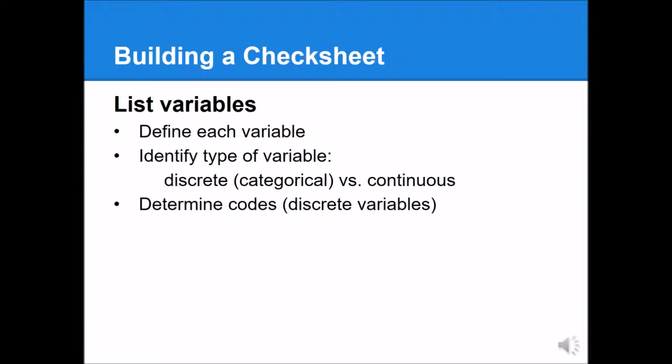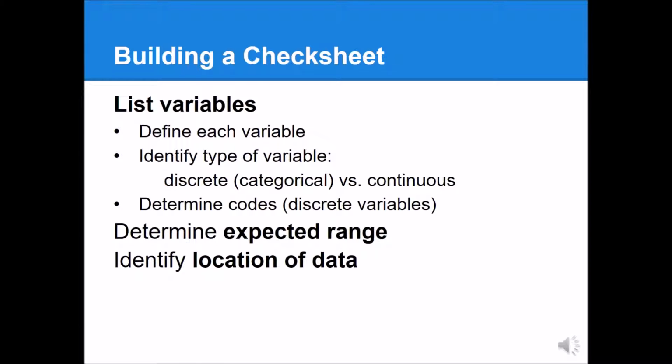And for discrete variables specifically, when planning, it's good to determine codes to use so that when you're entering your data into a spreadsheet, it's faster and quicker. Next, determine the expected range for each variable, and that's helpful just so that when gathering data, you know if you have an outlier and therefore might have a mistake in gathering data. And finally, specifically identify the location of data, so that if you know where something can be found, for instance, but someone else might not, it makes it easier for data collection to be performed by multiple different people.